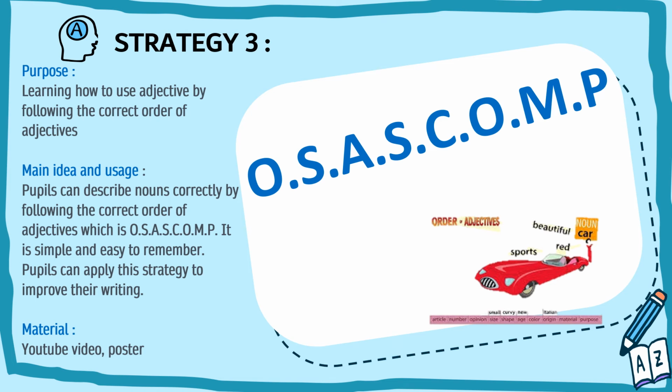Strategy 3 or SUSCOM. The purpose is learning how to use adjectives by following the correct order of adjectives. An adjective is used to describe a noun. So when you have to describe a noun with more than one adjective, you can use SUSCOM. The materials are a YouTube video and a poster.